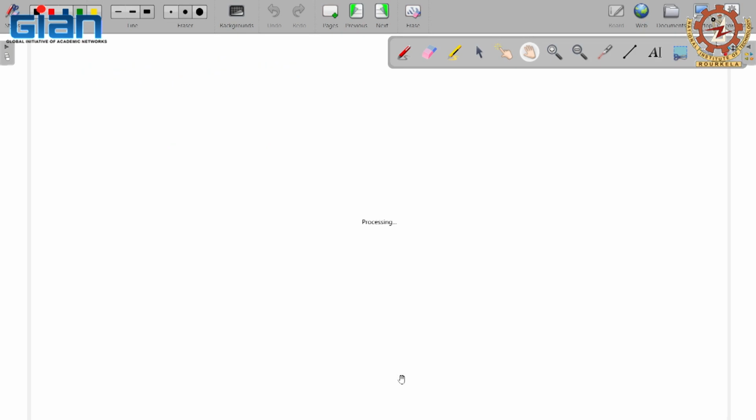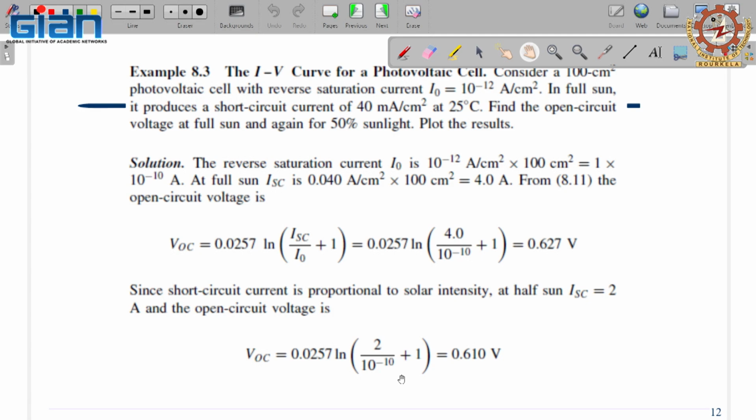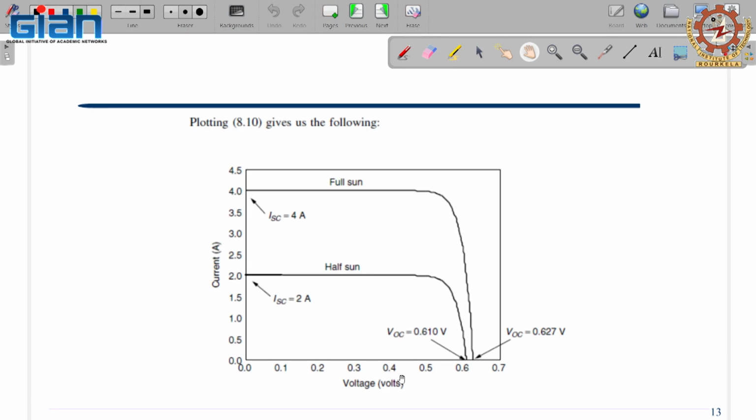Again, you will be using the same equations I mentioned, and these relations are mentioned here. You see that when ISC is 4 amps, here ISC is 2 amps, just insolation 50%. Even though the insolation dropped 50%, the value of the open circuit voltage in one case was 0.627, in the other case 0.61. So the open circuit voltage does not change significantly.